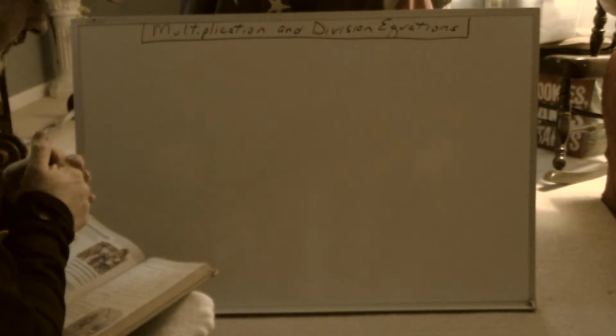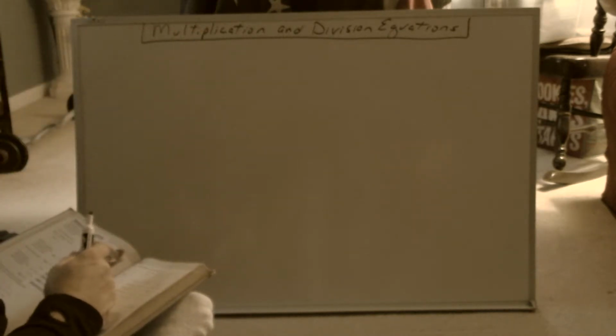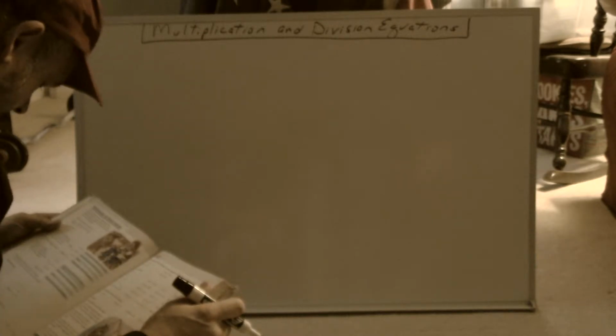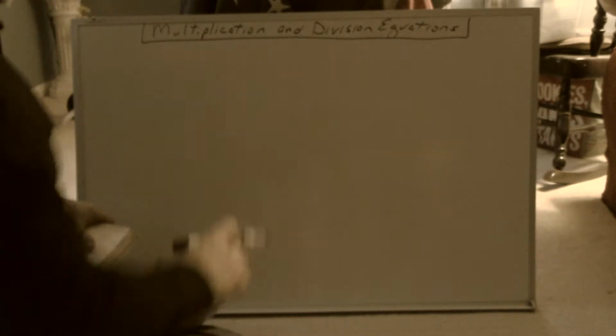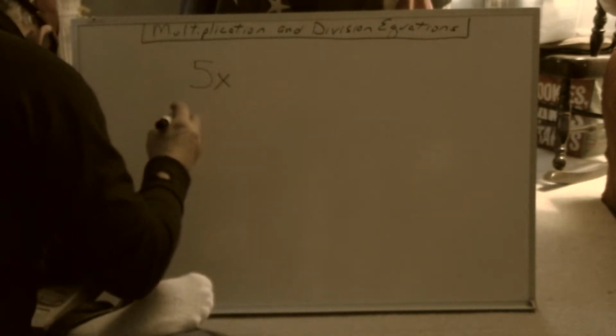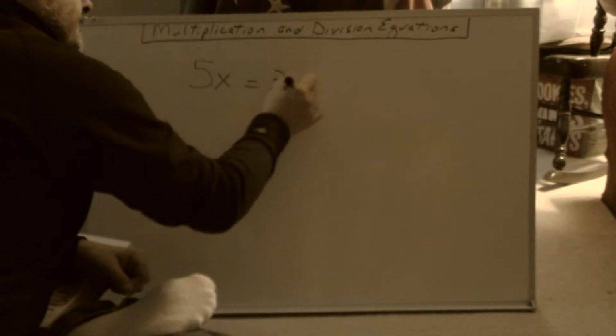We've already done addition and subtraction, so let's do the multiplication and division. I'll come back to the addition and subtraction at a later date and in a later video, and it'll be more complicated. But let's just do this first. They're simple but relevant. Okay, 5x equals 30.